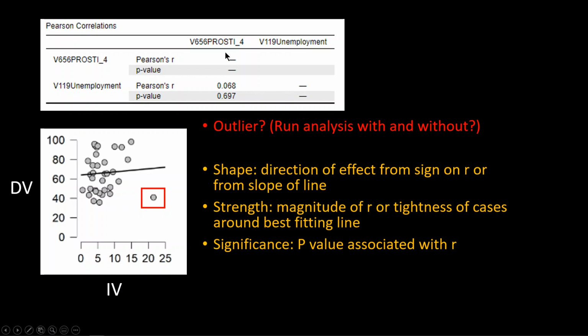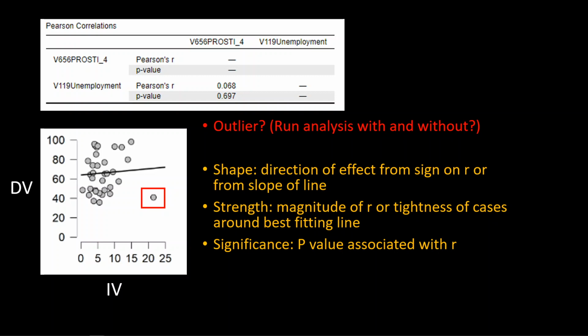But that's fine. We only wanted to look at the relationship between these two variables. And so I have a Pearson's R value, and I have the p-value that goes with it. And you'll recall that the direction of effect is from the sign. Negative would mean that there's a negative relationship. An increase in one variable means a decrease in the other. And positive would mean that they move in the same direction. This is all in the shape, strength, significance video. So this is a positive relationship.